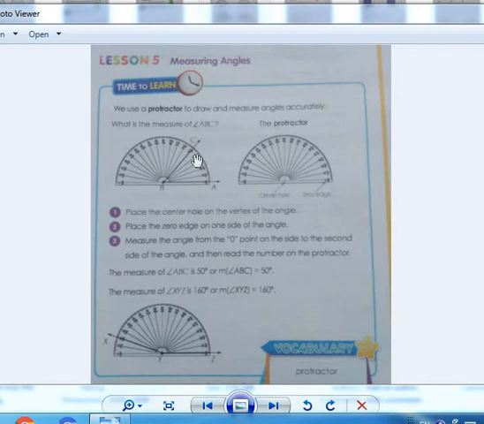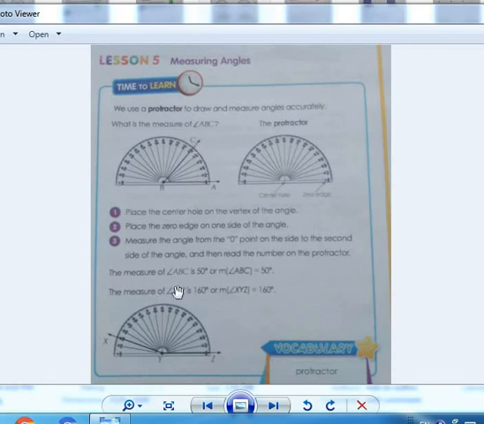So the measure of ABC here is 50. If you look at the protractor, it's written here 50. We are counting from the 0. Don't read from the 180, because on the protractor you can see 0 and 180. So we start reading from 0, and it will give you 50. The measure of ABC equals 50.